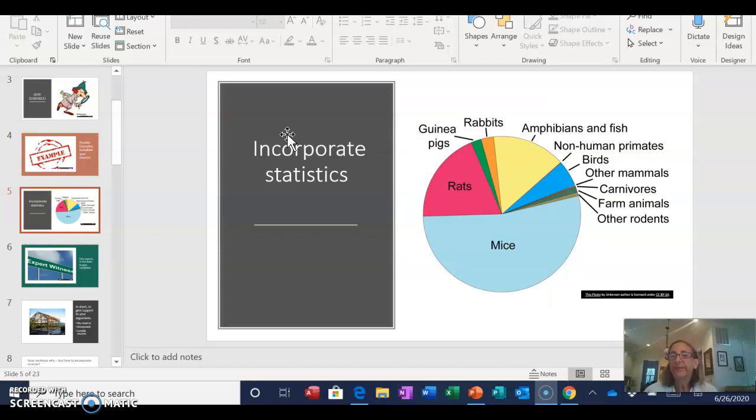Statistics are a piece of evidence that's often used within research papers, correct? How many do this? What's the percentage of that? What has this research study shown?